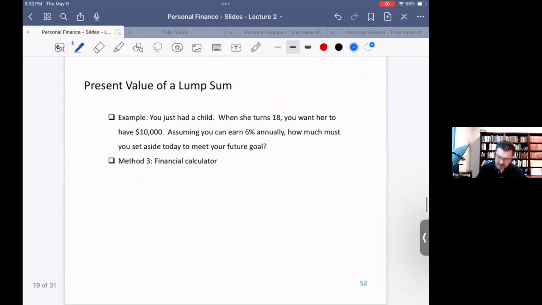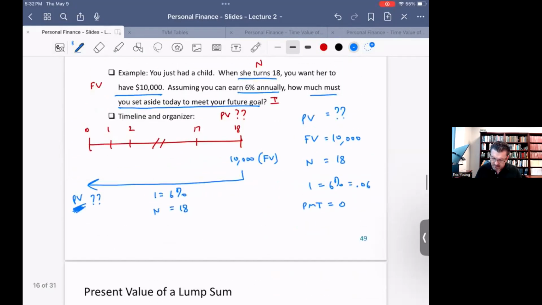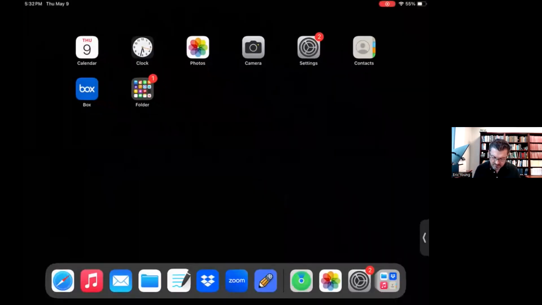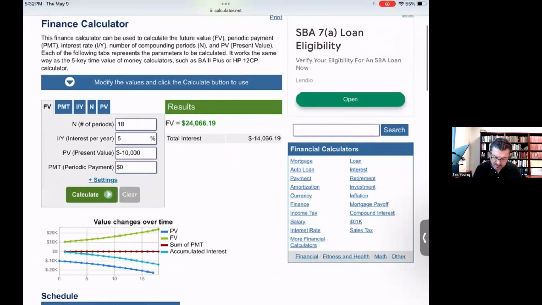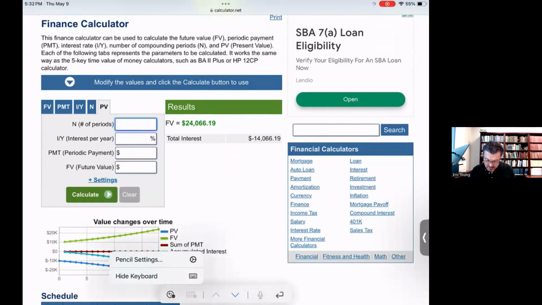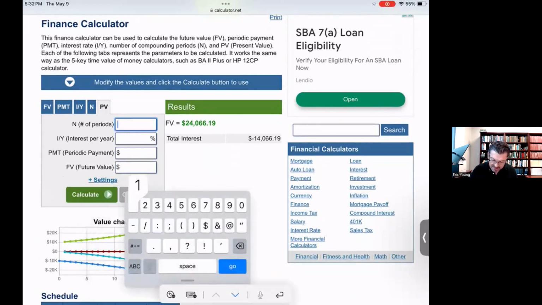And we could also do the financial calculator. Let's see. We'll go back to our numbers here. So now let's go to our calculator. We got to clear it. Now, in this case, we're searching for the present value. So we're going to click present value. All the other ones we can fill in. So our number of periods is going to be 18.